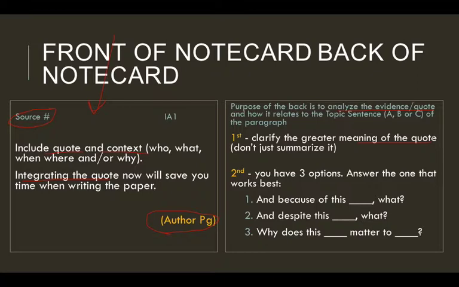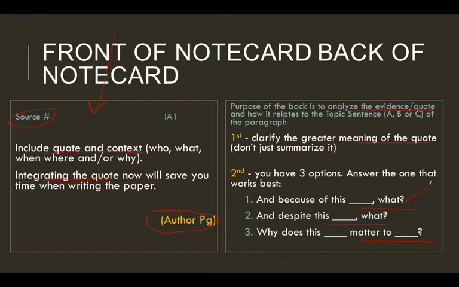Then you have three options, and again, you're going to answer the one that works best. The first option is, and because of this, blank, what will happen? And despite this, what? What does this blank matter to blank? The reason why you're doing this is the first option is taking it to the next step. Because of this particular quote, what's going to happen? Why is that important? What's the significance of it? Despite this quote, so now you're going to be looking at the counterclaims and thinking about, well, even though this is a counterclaim that could be valid, how are you going to discredit it in terms of what you are writing?